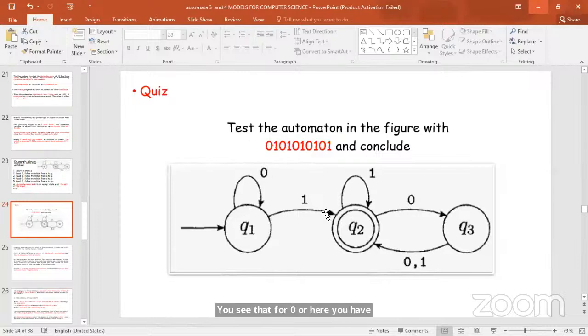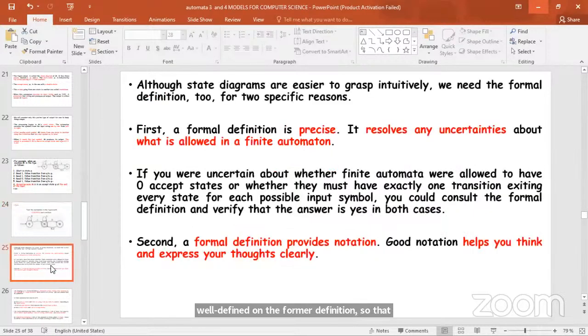Here, one transition, one input, then a transition, one input, one transition, one input, one transition. But when you go to this point, you have one transition, but 2 possible inputs. So this would have been well defined in the formal definition, so that we will not be in any form of confusion when we are reading our input symbol.